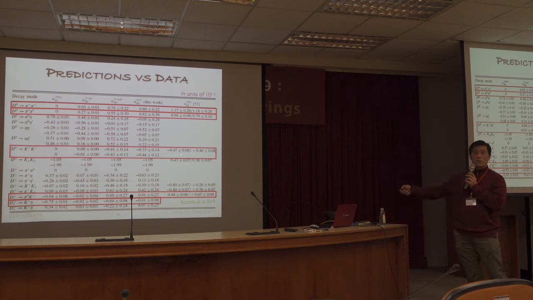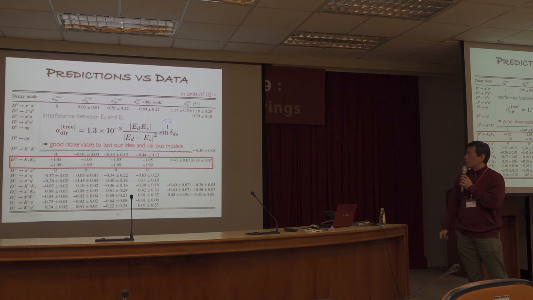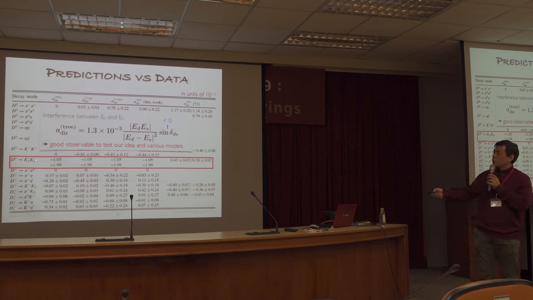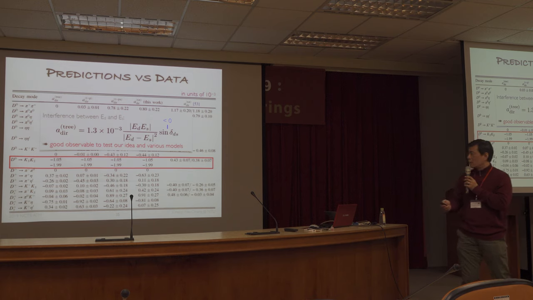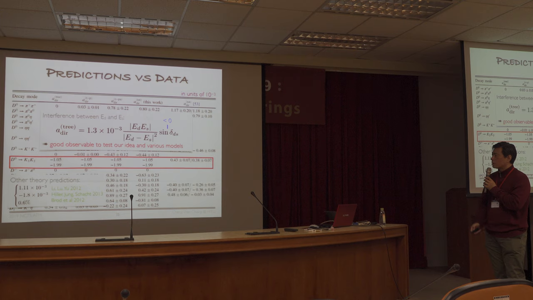Okay, so this can be tested by future data. And one particular thing is again about these D to K-short decay modes, because remember our explanation is that E_D and E_S could be different. And so our prediction is this value, about minus 1.10 times 10 to the minus 3. In comparison, this is some other groups' predictions. It's very different. In particular, it's different in sign. So the data can tell us which one is correct.